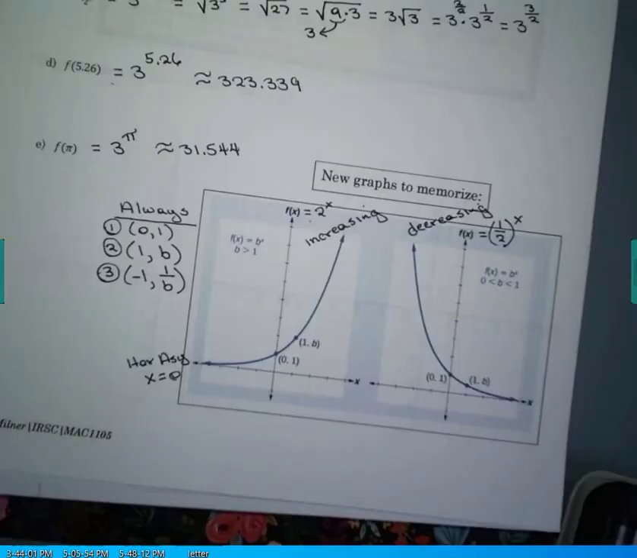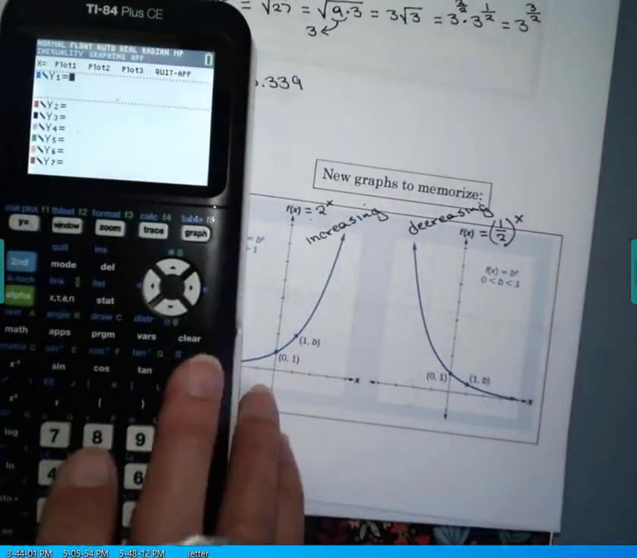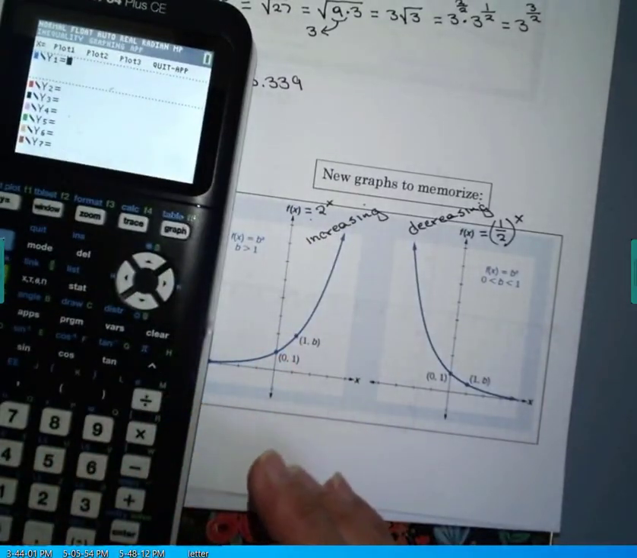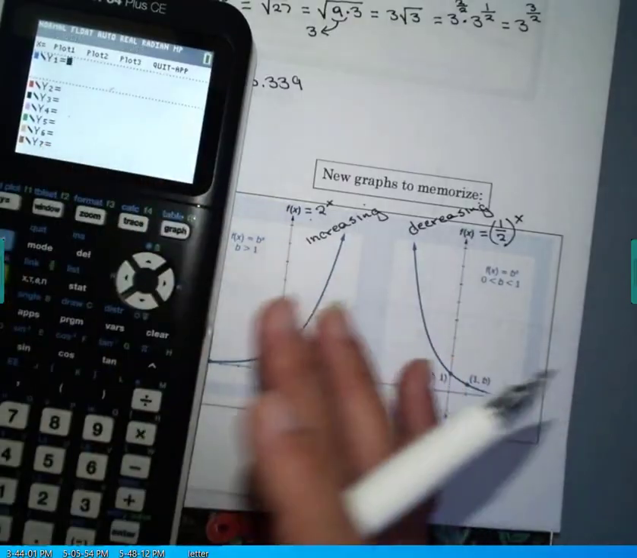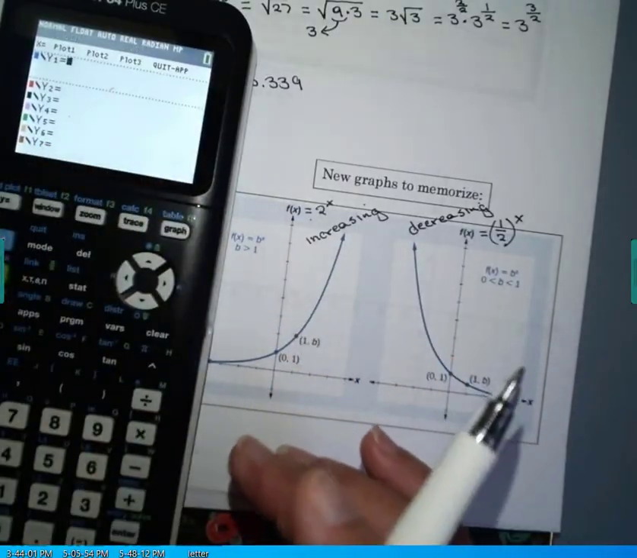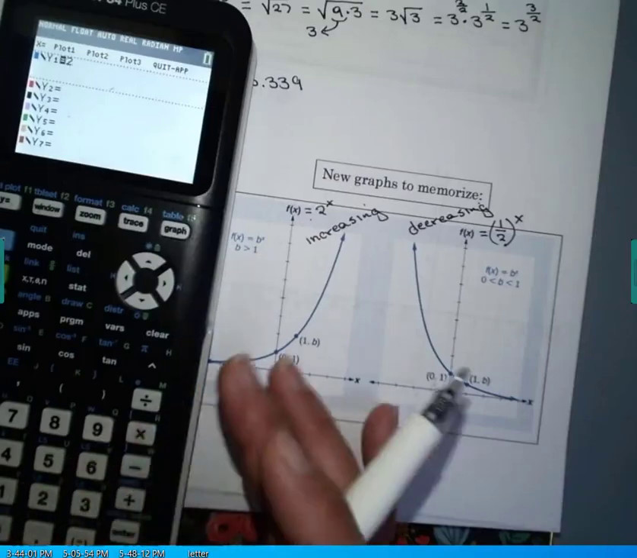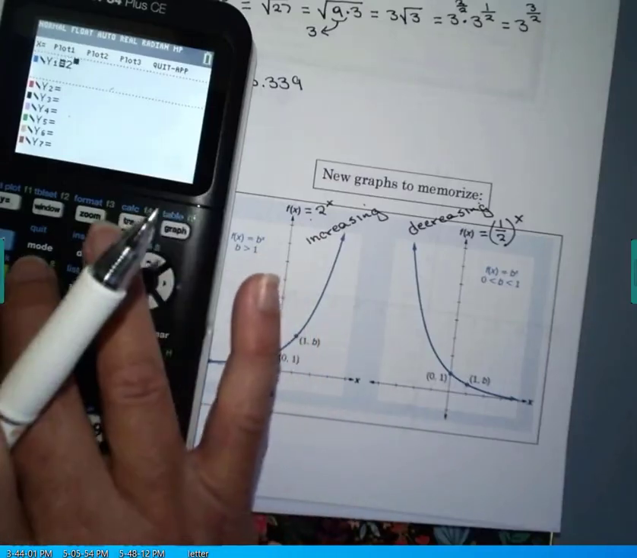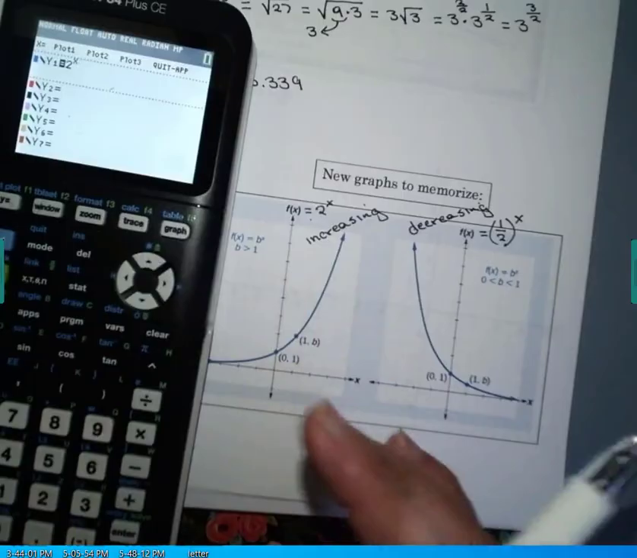Now, let's take our graphing calculator and see if we can enter some of these using it. Look at these two particular functions, what I'm going to call parent functions. So I'm going to go to y equals, and the first one is, of course, 2 to the power of x. So I enter a 2, and I put the exponent of x, and that's my first one.